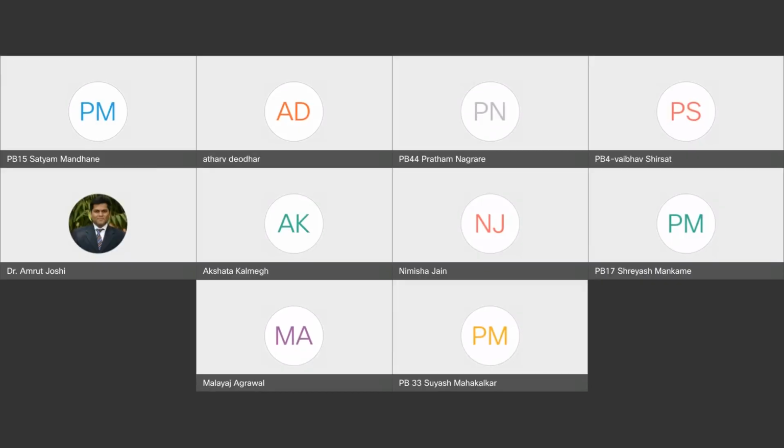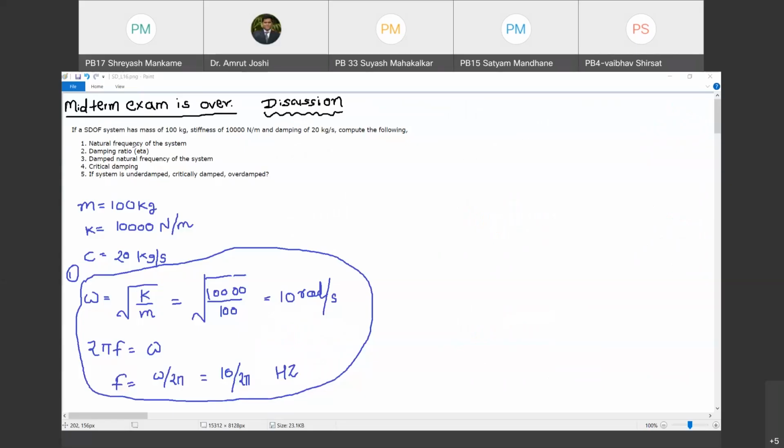The midterm examination is over. Let us discuss the solutions of the problems that were asked in the midterm examination. The first problem was: if an SDOF system has a mass of 100 kg, stiffness of 10,000 Newton per meter, and damping of 20 kg per second, compute the following. One, the natural frequency of the system. Second, the damping ratio eta. Then the damped natural frequency of the system. Critical damping. And whether the system is under damped, critically damped, or over damped. So you have to give a decision whether the system is under damped, critically damped, or over damped.